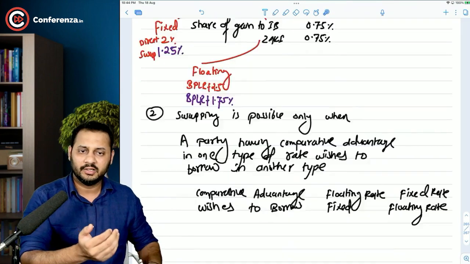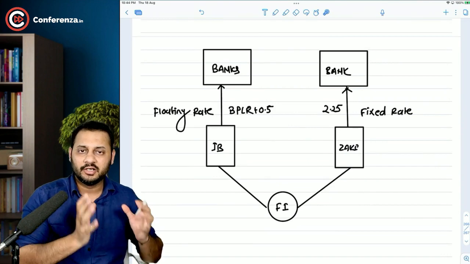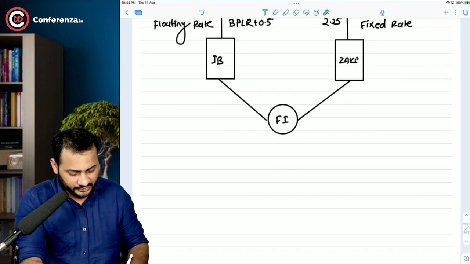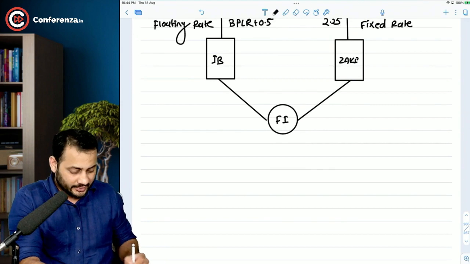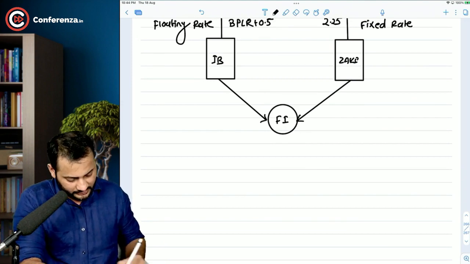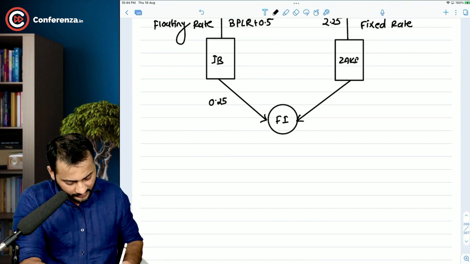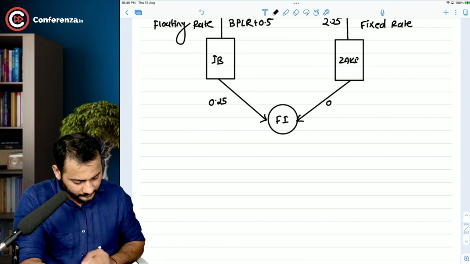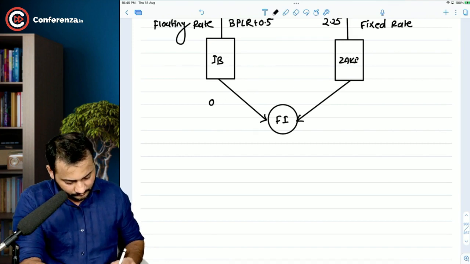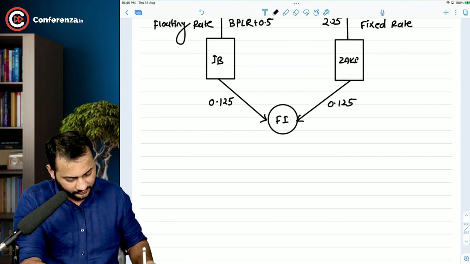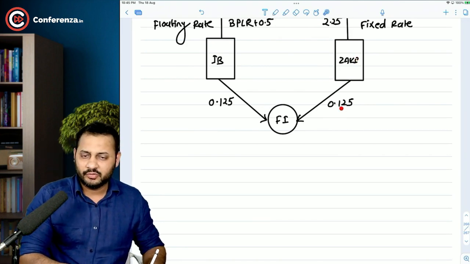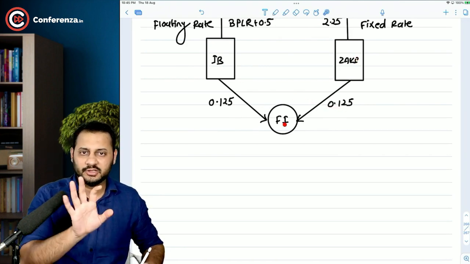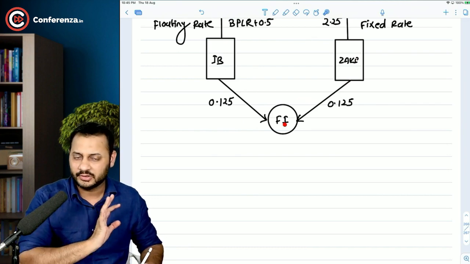Okay, what can be done is, both the parties will contribute equally to the financial institution, that is 0.25 divided by 2. So what will happen? Both of us will pay 0.125. So Zaki will pay 0.125%, IB will pay 0.125%, and the financial institution will have its own 0.25%.